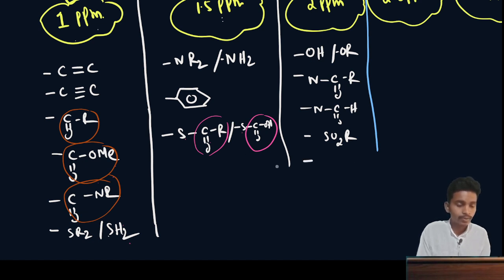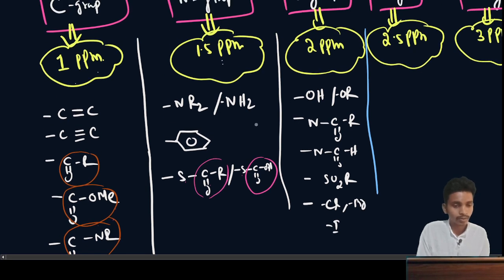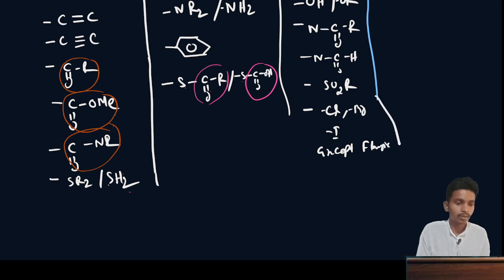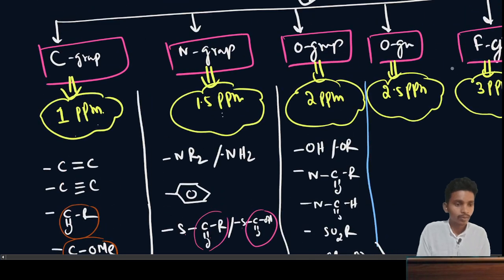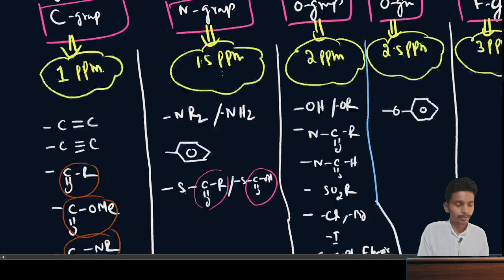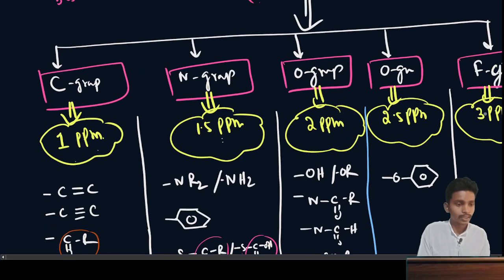Okay, and in these groups also we have that except fluorine, all halogens will fall in these groups, like chlorine and bromine and iodine, all will fall in these groups except fluorine. Okay, all halogen will fall in this group. Now in this oxygen group, only one group is there, that is this type of group. This will have the 2.5 ppm increment, and for this fluorine group, that is 3 ppm increment.